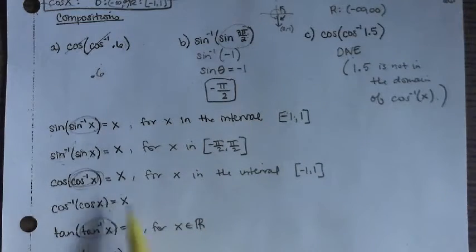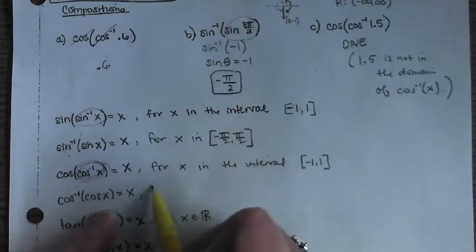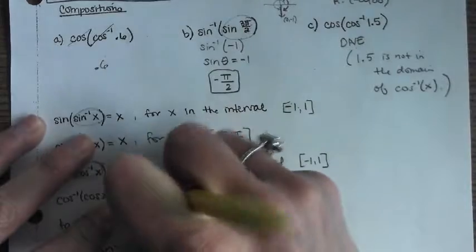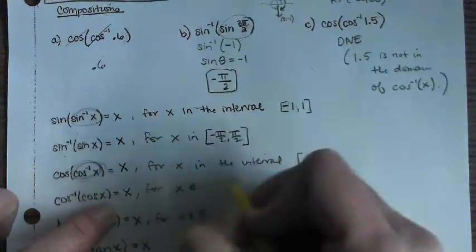Inverse cosine logic is going to be the same. So this will only be a cancellation if that x is in the interval from 0 to pi. I'm just going to do this.